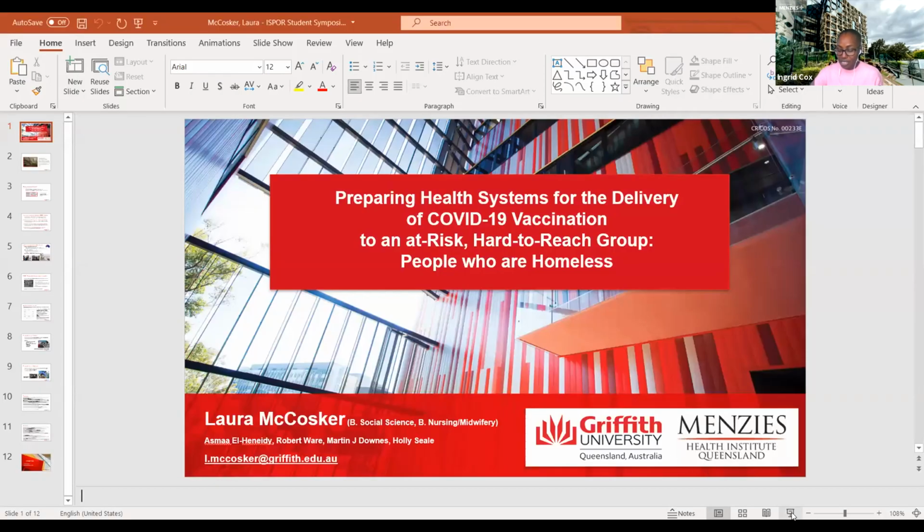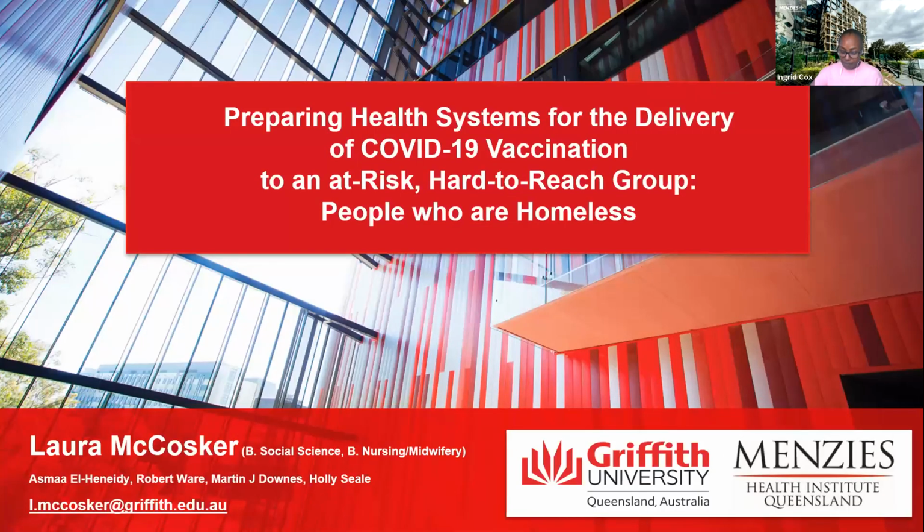This afternoon, I have the pleasure of introducing Laura McCosker, and Laura holds an undergraduate degree in social science and nursing. She's currently studying a master's degree in public health and infectious disease at the University of New South Wales, and also doing a PhD at Griffith University. Her research focuses on vaccination programs, including for COVID-19, to inform vaccination guidelines for people who are homeless and at risk and hard to reach populations. So with no further ado, I will hand over to Laura.